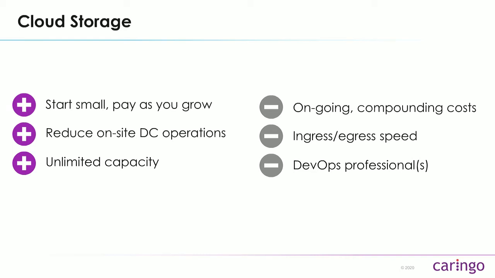But that does bring this ongoing compounding cost problem, right? The more data you put in there, the more it costs you. There's also a fee to pulling your data. And this is one that I think a lot of people don't realize out of the gate. If you're new to cloud, you pay for egress and ingress, right? You're paying to put the data up there and hold it. You're paying to pull the data down.